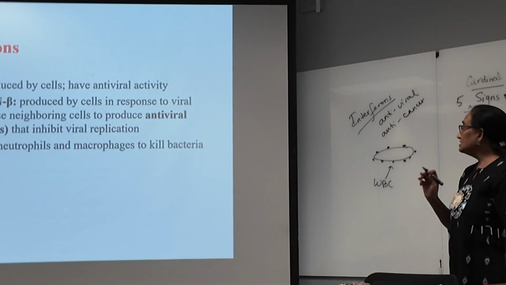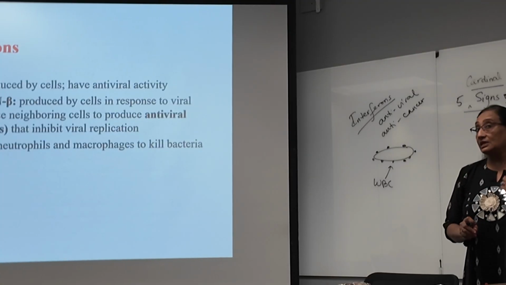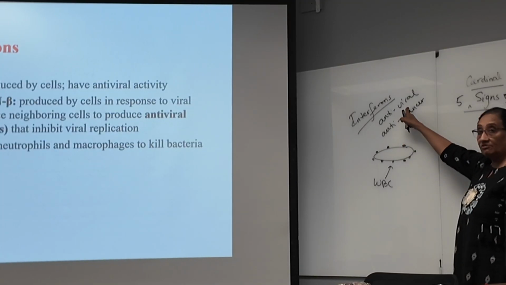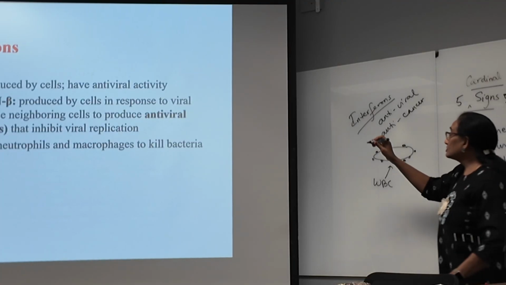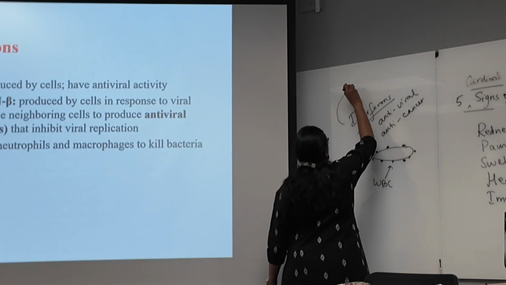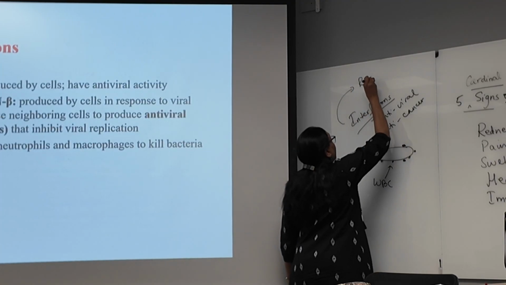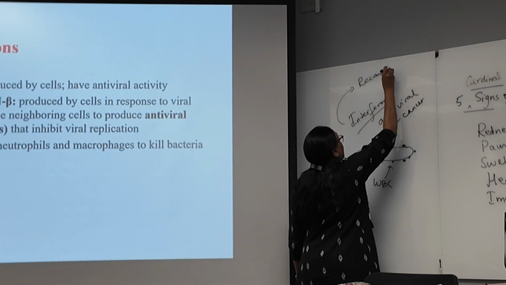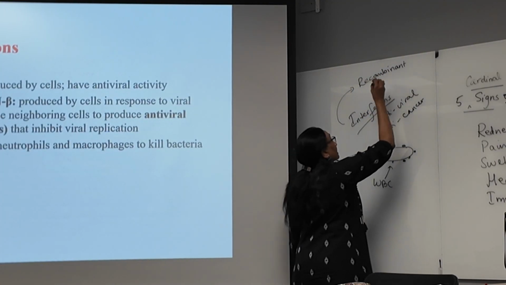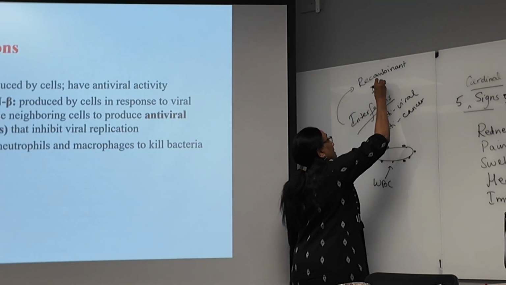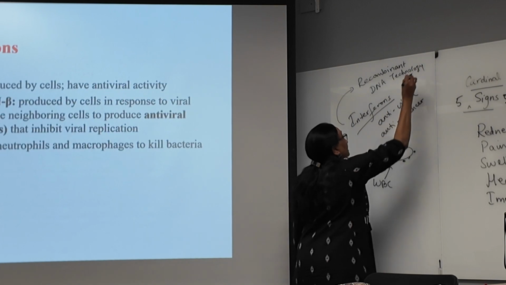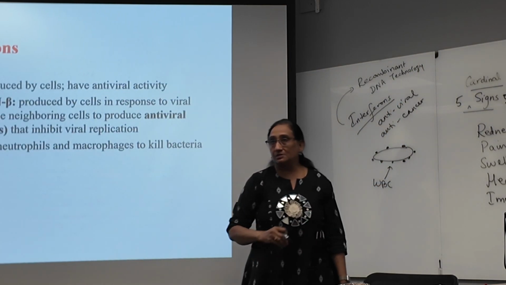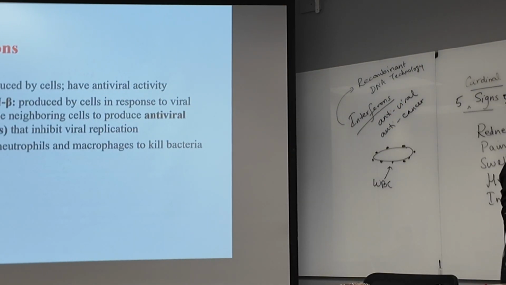But nowadays, we use interferons for treating viral infections and for treating cancers as well. These interferons are made using recombinant DNA technology. We use E. coli and yeast to make them, so it is available as a drug and you can give it in large quantities. But what is naturally produced in your body is very little.